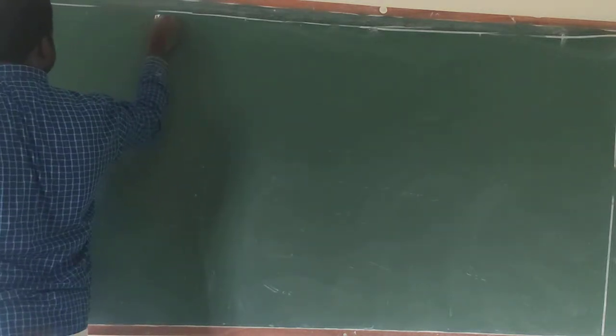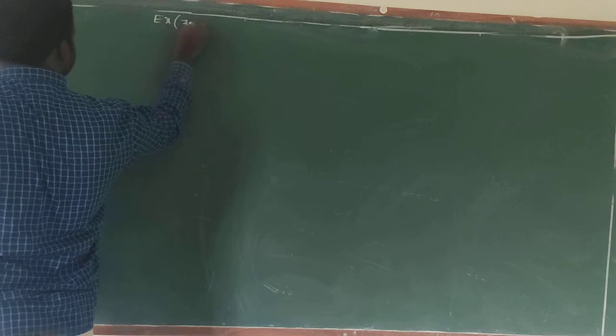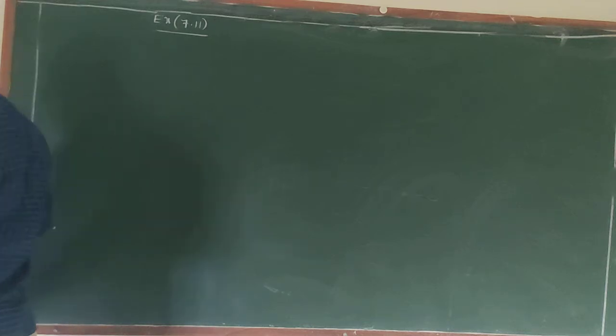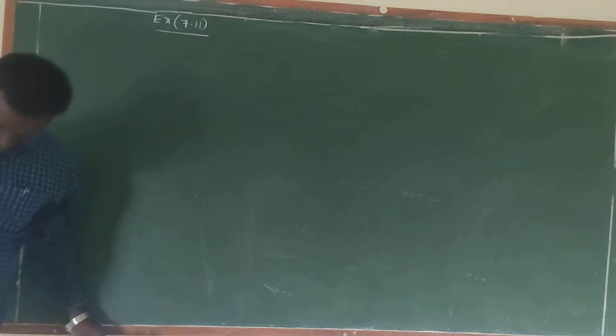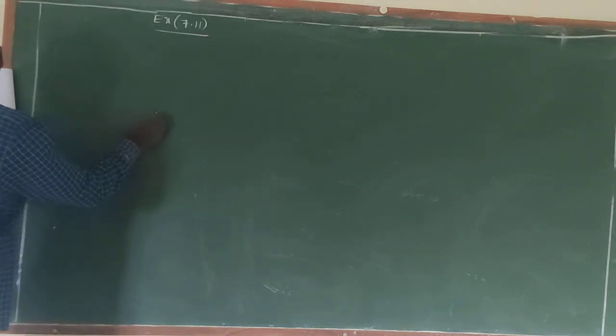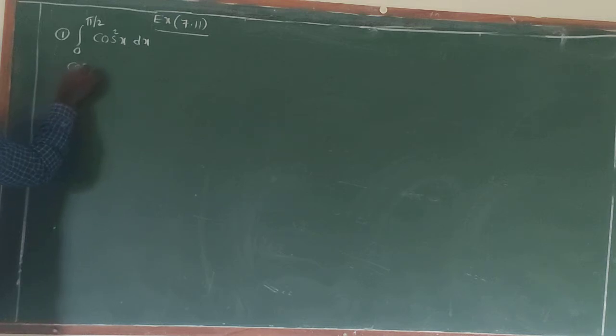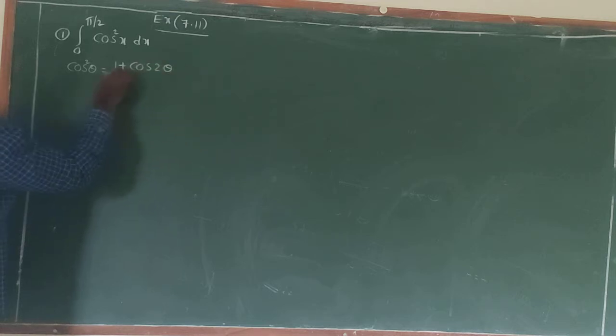Next question, exercise 7.11. Okay, last exercise in this chapter. First question: integral 0 to pi by 2 of cos square x dx. So we have one formula: cos square theta is equal to (1 plus cos 2 theta) by 2.